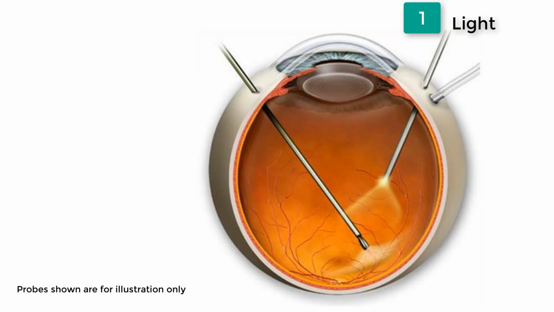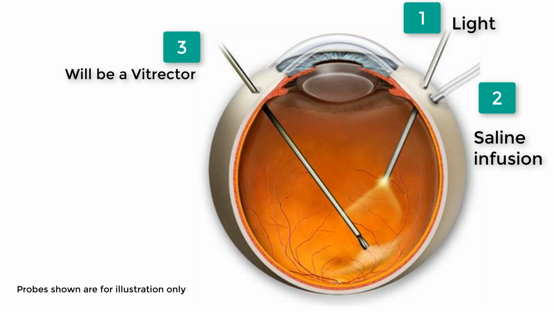The first probe inserted into the eye allows a fiber optic light to be passed through to illuminate the inside of the eyeball, and the second probe is an infusion probe which allows saline to be injected into the eyeball to replace any vitreous that is removed. The third probe is called a vitrector, and that's there to help chop and cut up some of the vitreous, and also to help suction out and remove the floater along with any vitreous fluid that is needed as well.